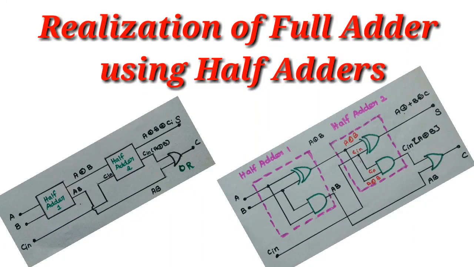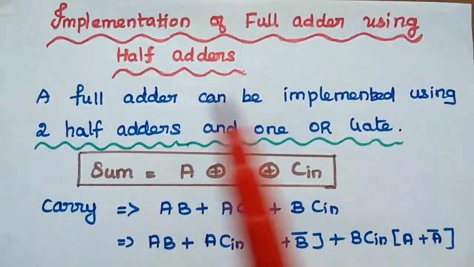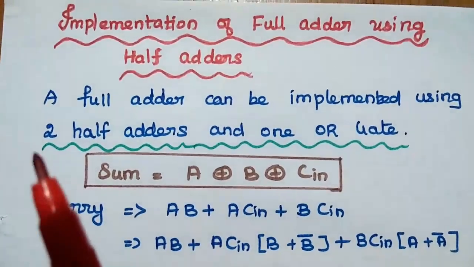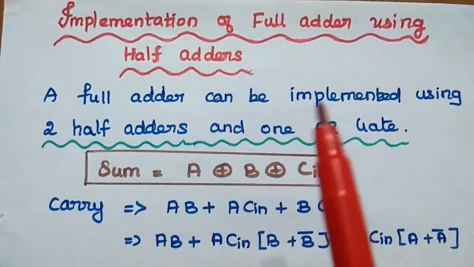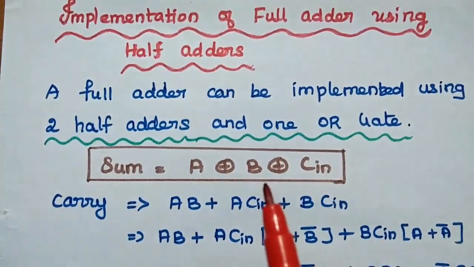Dear students, now we are going to discuss the realization of full adder using half adders. Implementation of full adder using half adders. It is a very important question. A full adder can be implemented using two half adders and one OR gate.